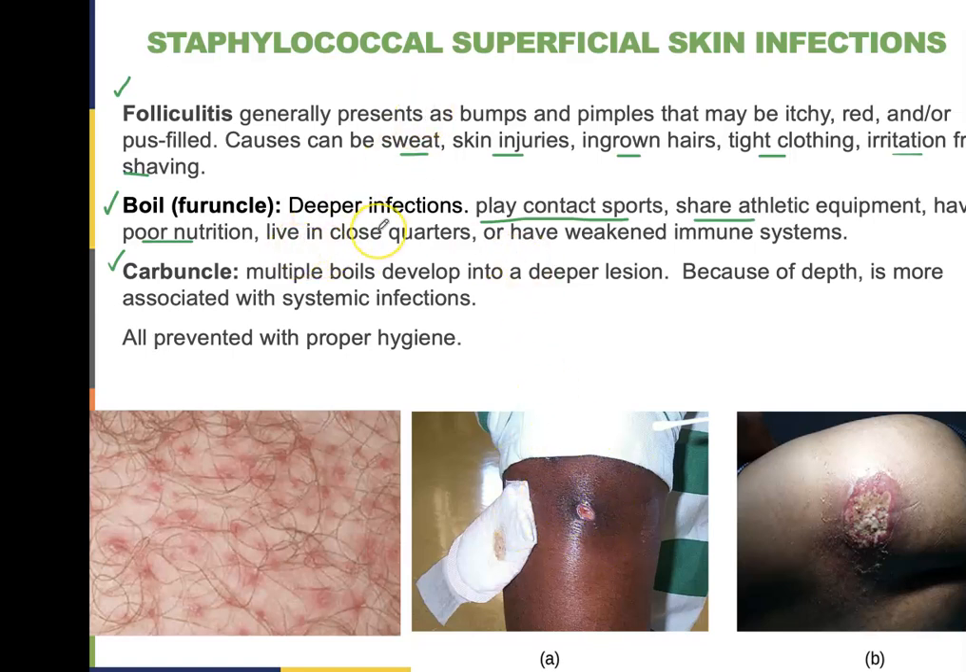Remember, staph is contagious. So if you live in close quarters, boils can be contagious. A carbuncle is just several boils that come together and they form a deeper lesion. And so the deeper you go, remember the possibility of getting to the blood is more. So we would worry about systemic infections because it's a very large infection of the skin. And all of these can be prevented with proper hygiene.